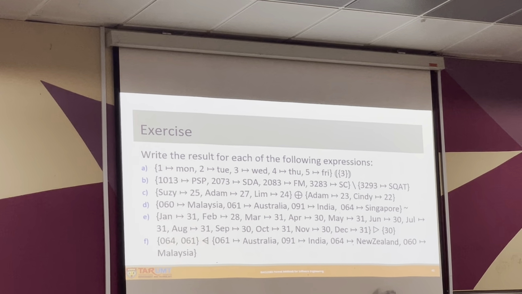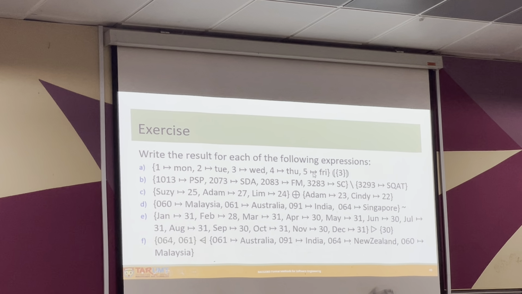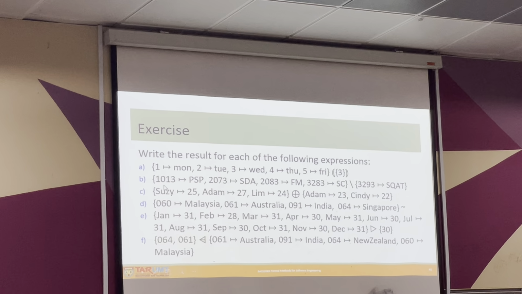Okay, so now let's do a little bit of exercise here. If, let's say, A here, what will be the answer for A here? What is the final answer here? Wednesday only, yeah? Put inside curly braces, WD only, because this is what we call relational image. Relational image, you look at the domain, the result is range only. How about B?